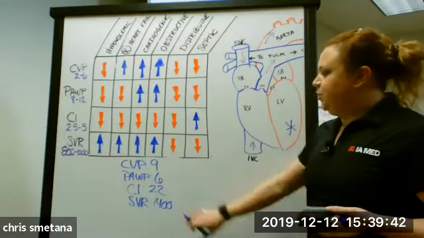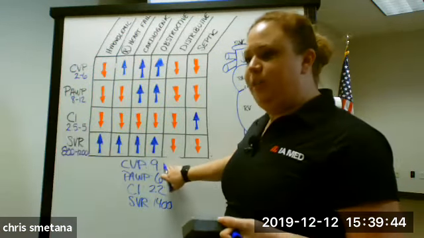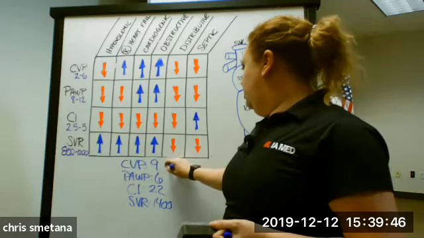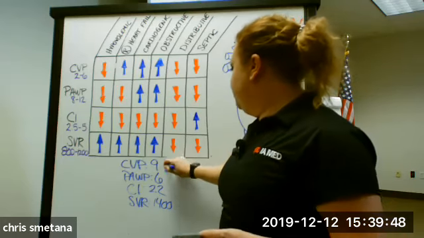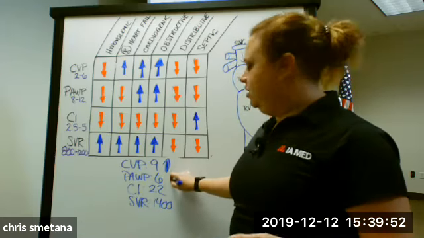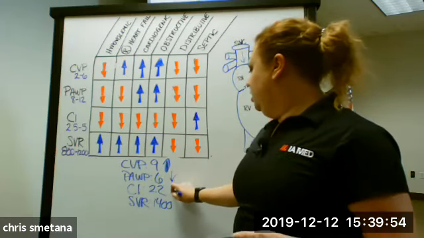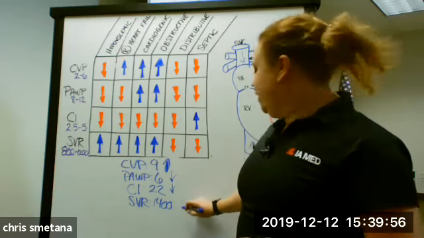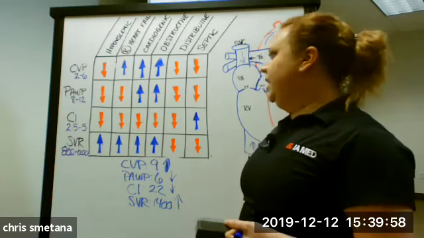Okay, so my CVP, I note, is high, because it should be between 2 to 6. So my CVP is high, my wedge pressure is low, my cardiac index is also low, and my SVR is high.